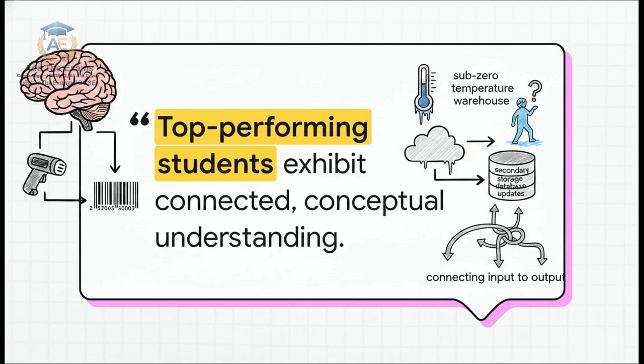That is huge. Let's think about our student Alex again. Alex can recite the dictionary definition of a barcode scanner perfectly, literally word for word. But when the exam throws a curveball and presents an unfamiliar context, let's say designing an automated inventory system for a sub-zero temperature warehouse, Alex completely freezes. Why? Because Alex lacks conceptual understanding. Examiners want to see precise definitions and causal relationships applied dynamically to the scenario they give you. They want to see you connect the input device to the primary memory processing and finally to the secondary storage database updates. They do not just want you to recite isolated facts in a vacuum.